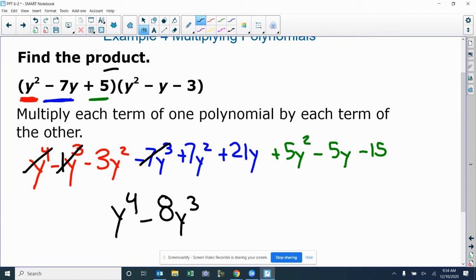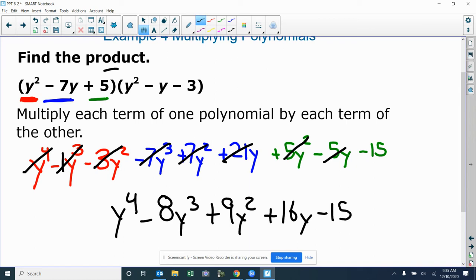So what's that going to give me? 9, positive 9y squared. Is that right? We got 21 positive y and minus 5, which would give us positive 16y. And then minus 15. Does that look right?